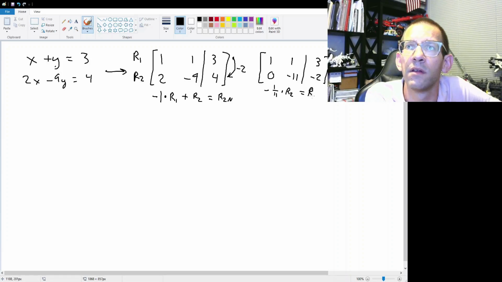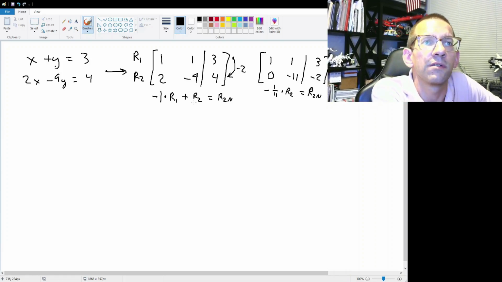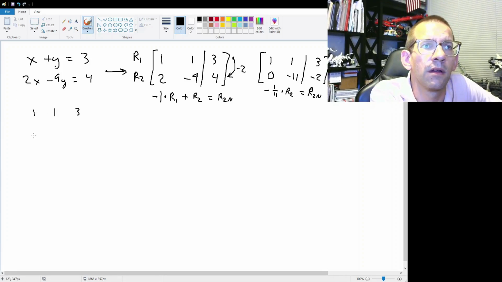-1/11 times row 2 is equal to the new row 2. With this, I keep the same first row, and then I go ahead and compute what the second row is going to be. And of course, being as I multiplied by the reciprocal, this is going to be 1.